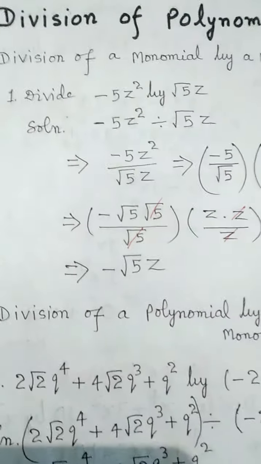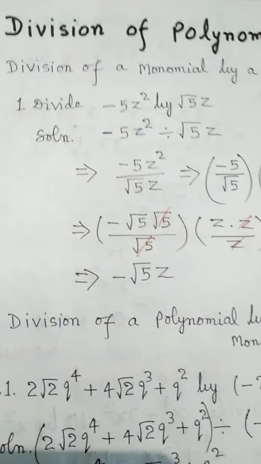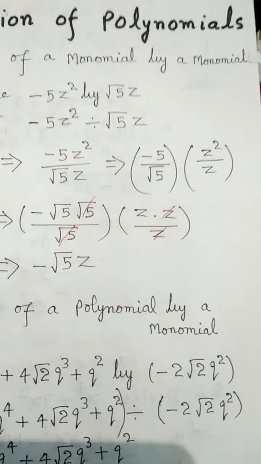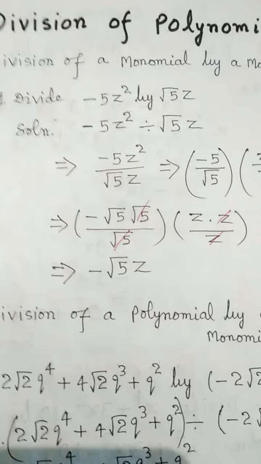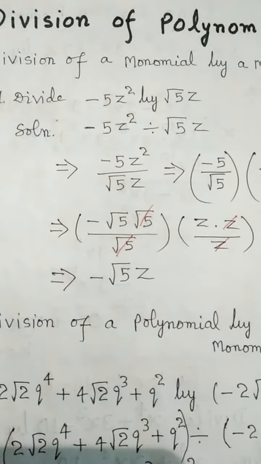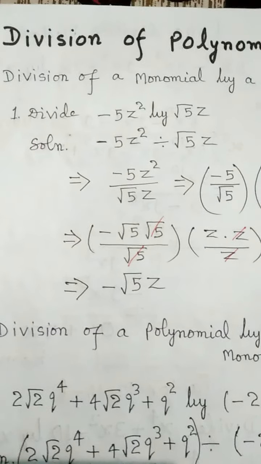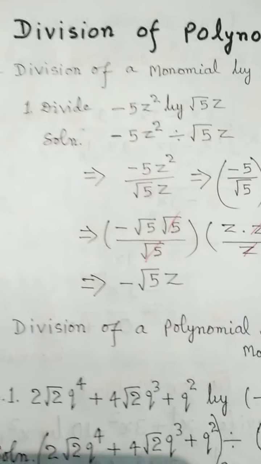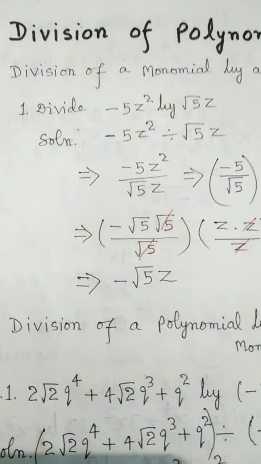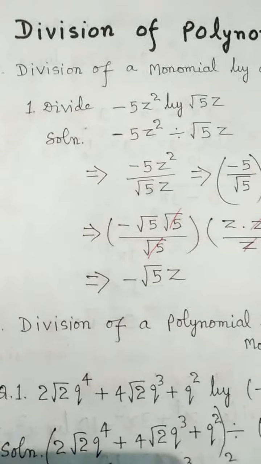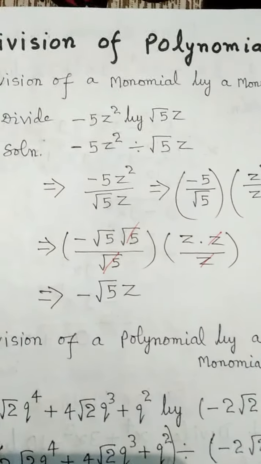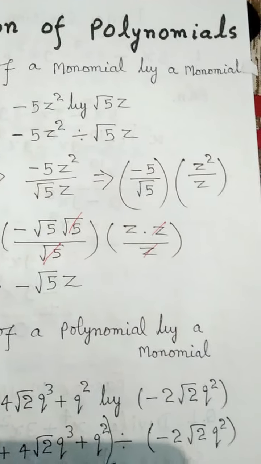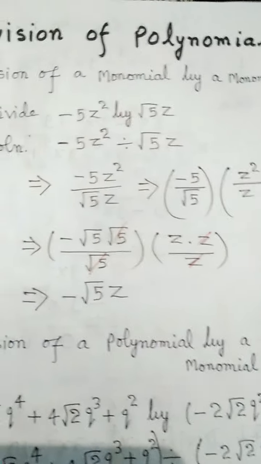As we know, there are different kinds of polynomials. Those are monomial, binomial, trinomial, etc. And then each one of them can be divided by one another. So there may be different kinds of division also.